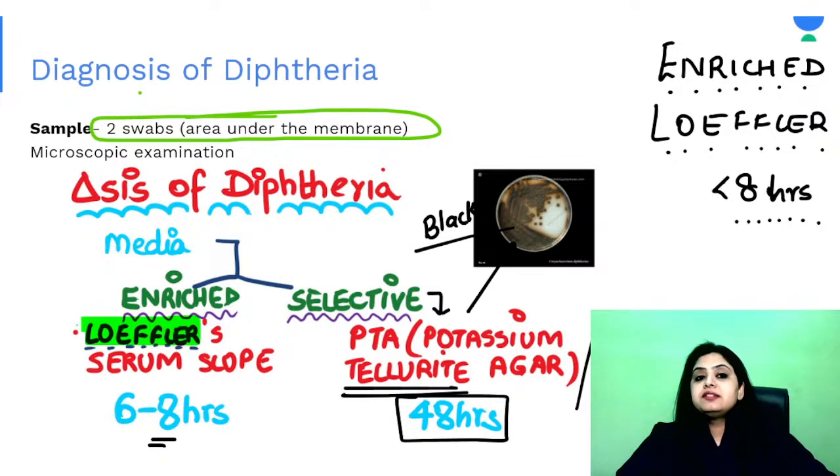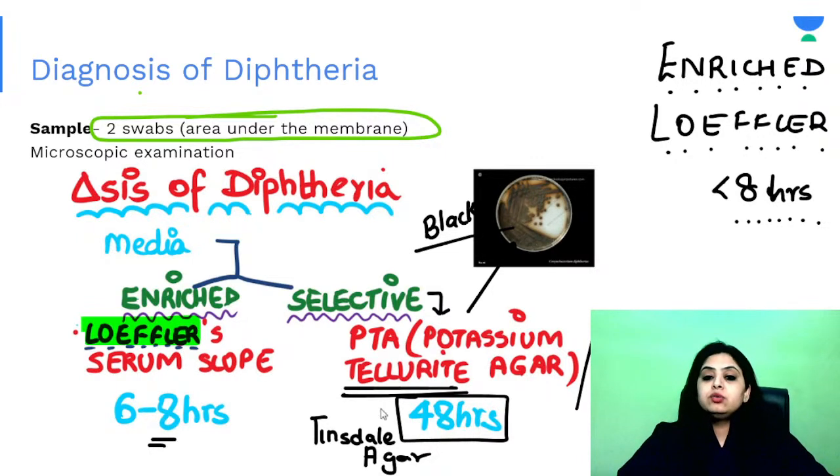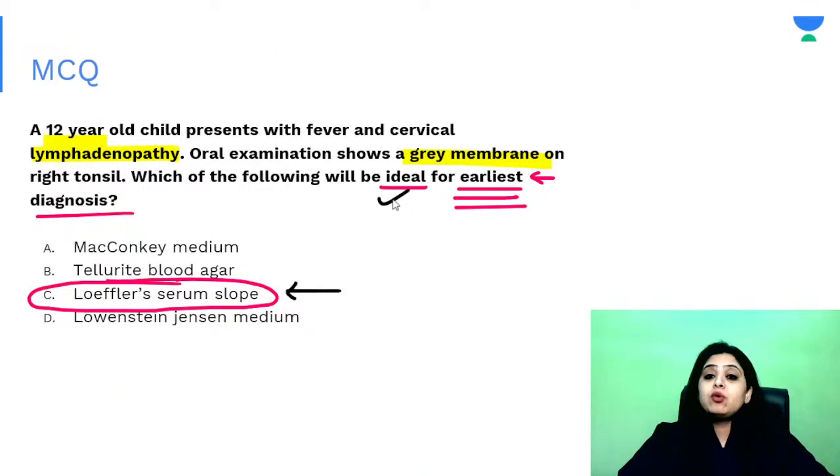Tinsdale media. Tinsdale media is also a tellurite-containing media, so remember either the tellurite one or the Tinsdale one, it is going to be the same thing. So Tinsdale agar or tellurite agar, these are the two things that we are using for Corynebacterium diphtheriae. If they had asked for the ideal, I would have also marked tellurite, but they asked me for the earliest and that is why I selected the Loeffler serum slope. Okay, so Tinsdale agar, everyone's got the answer now.